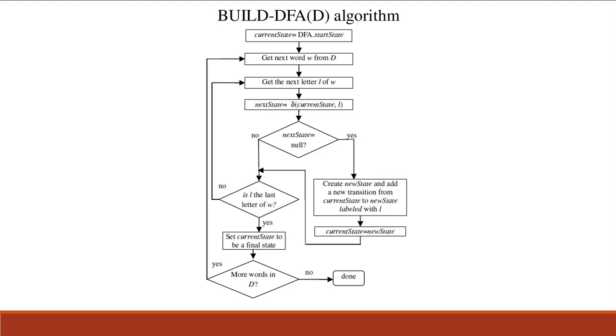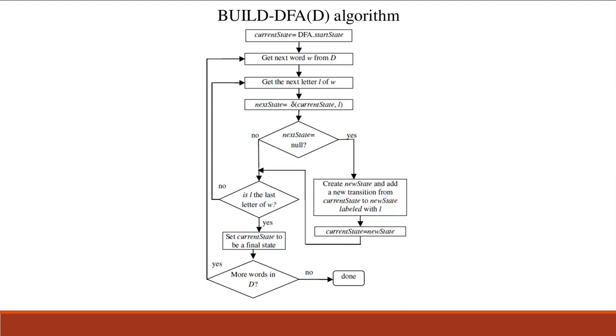So we had mentioned in the previous slide how we are building DFAs, and this is the algorithm for that. Basically, the current state is the start state of the DFA. Then we get the next word, W, from D. Then we get the next letter, L, from W. And the next state is the transition between the current state and L.